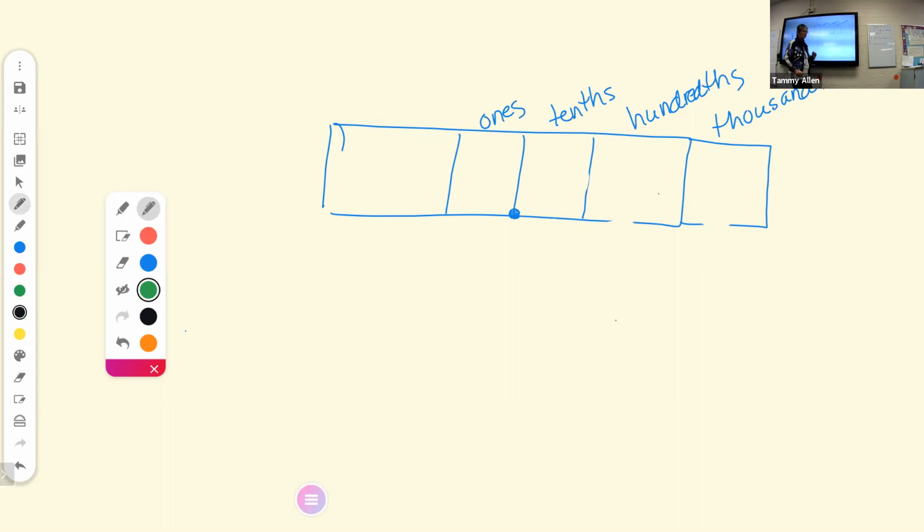How about 2 and 49 hundredths? 2 and 49 hundredths.